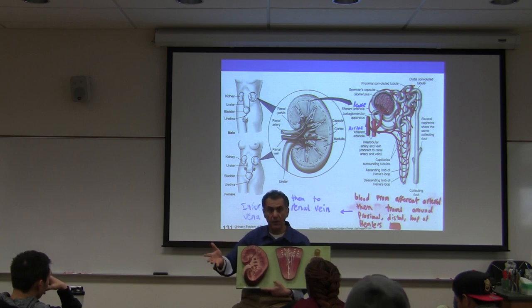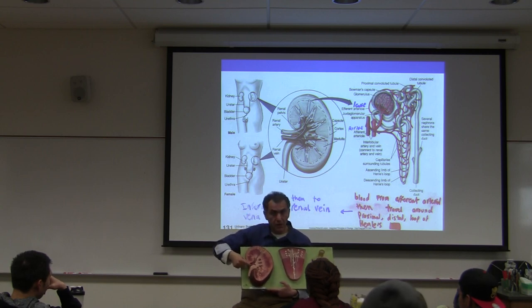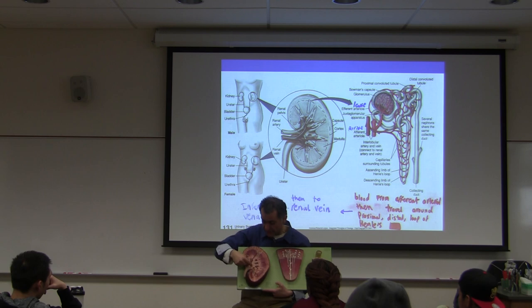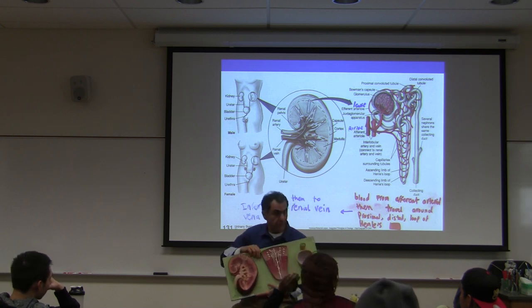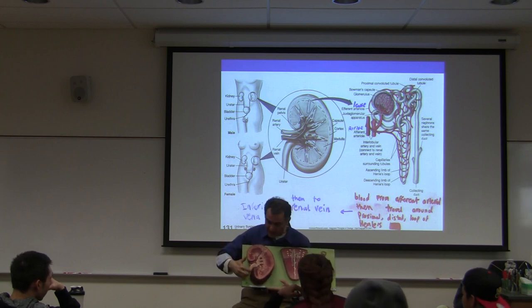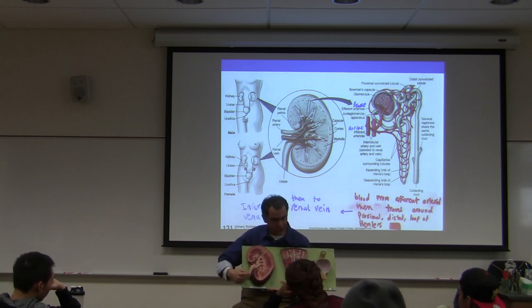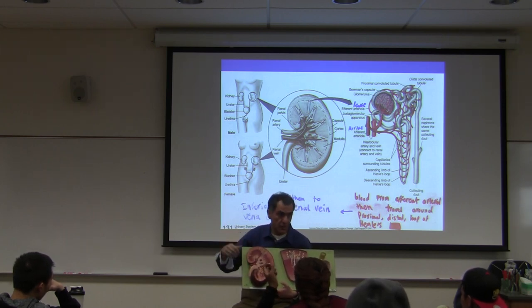Is it renal vein or renal pelvis? Renal vein is right here. Okay. Renal artery is right here. Renal pelvis is right here. Which there is no blood. There shouldn't be any blood in renal pelvis. That's all urine. So that's where people get kidney stones, right? Well, it depends where it is. Most likely in the ureters. Yes, it could be a variety of places. It could be in the renal pelvis too.